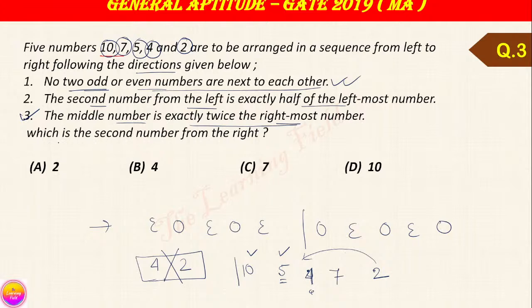Now the question asks which is the second number from the right. The second number from the right is this 7. Therefore, the correct answer is 7, which is option C. Now we go to the next question.